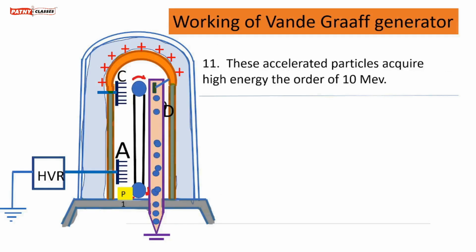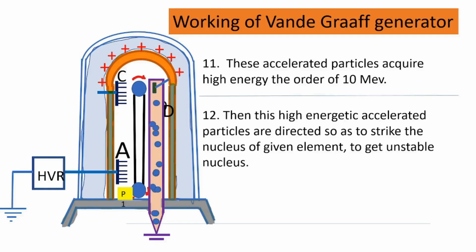Then these accelerated particles, because of the fall of great potential, the top end of the discharge tube is at very high potential and the bottom end of the discharge tube is grounded, is earthed. Therefore there is a very vast potential difference between the two ends of the discharge tube along its length. It is also called an accelerating tube, both are the same. So these accelerated particles acquire very high energy, of the order of 10 million electron volts.